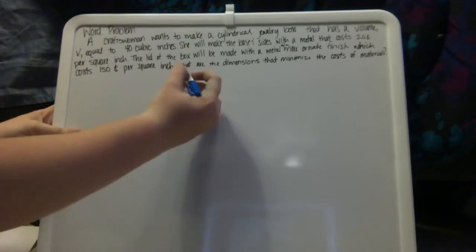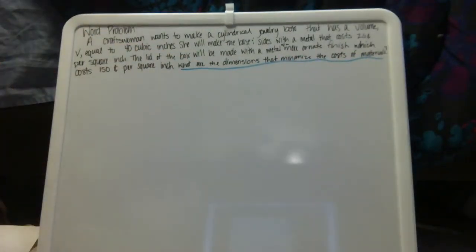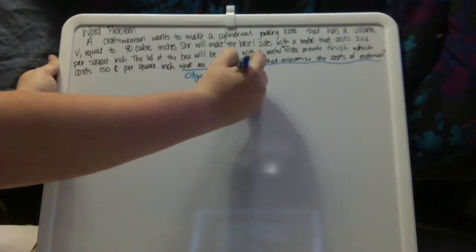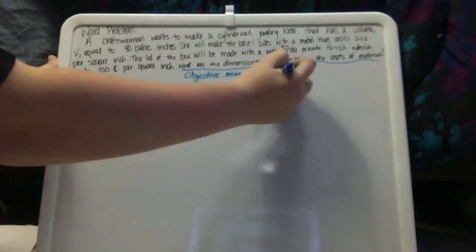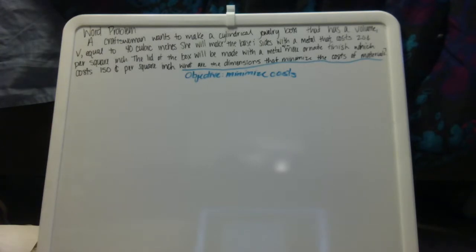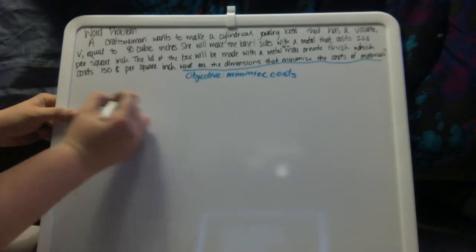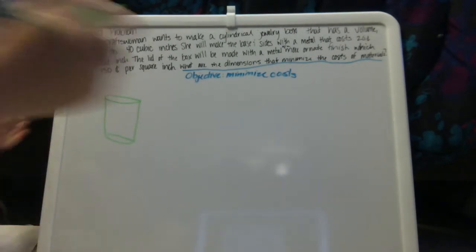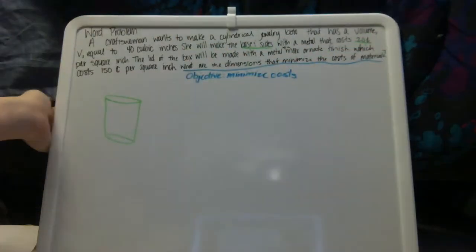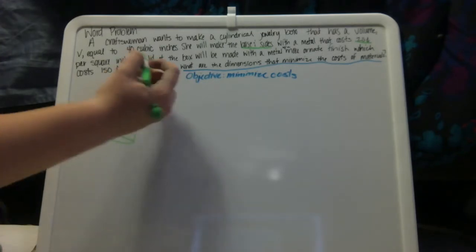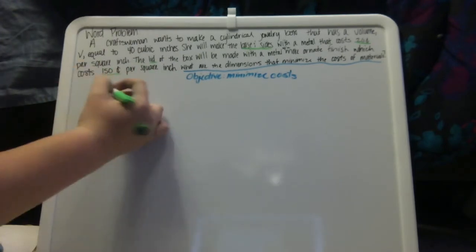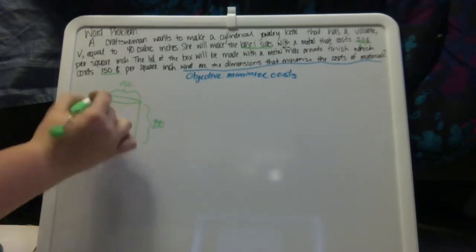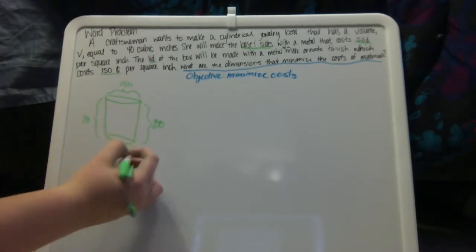So, right here, we see step 2 of solving an optimization with constraint problem. Our objective is to minimize costs. Now, for the picture, we're going to draw a cylindrical jewelry box, something along these lines. And we're told pretty much everything. So the base and the sides will cost 20 cents. However, the lid is going to cost 150 cents. So up here, 150. And then all the sides are 20. And then the base is also 20 cents.